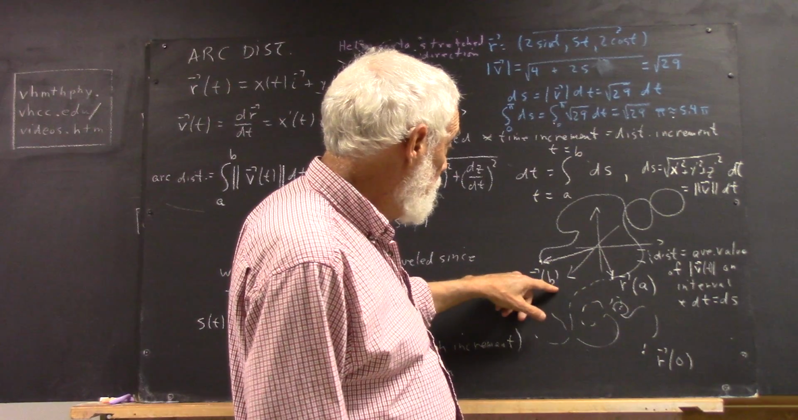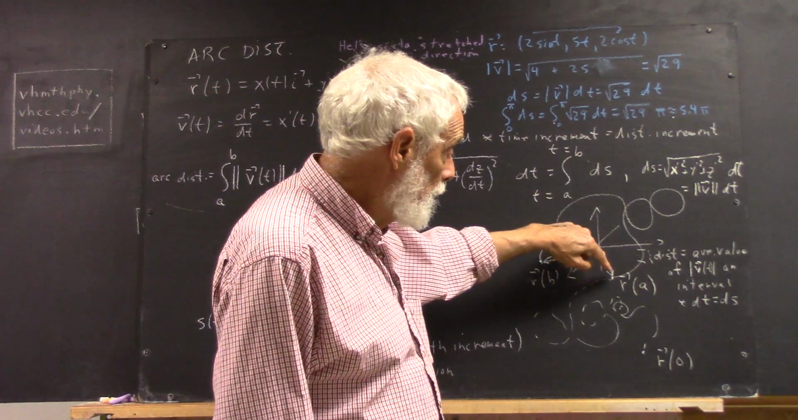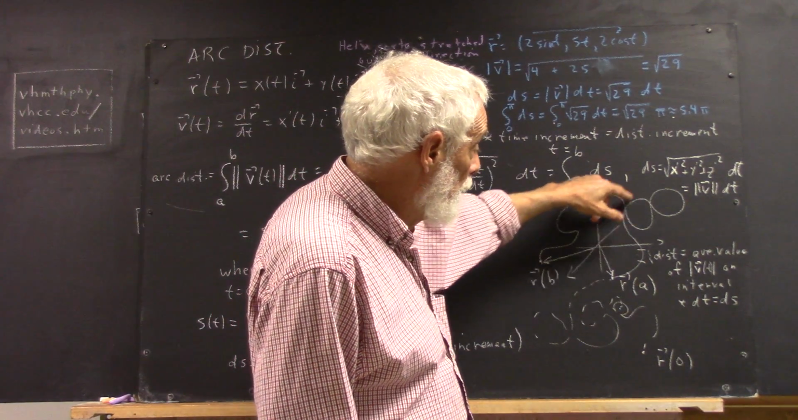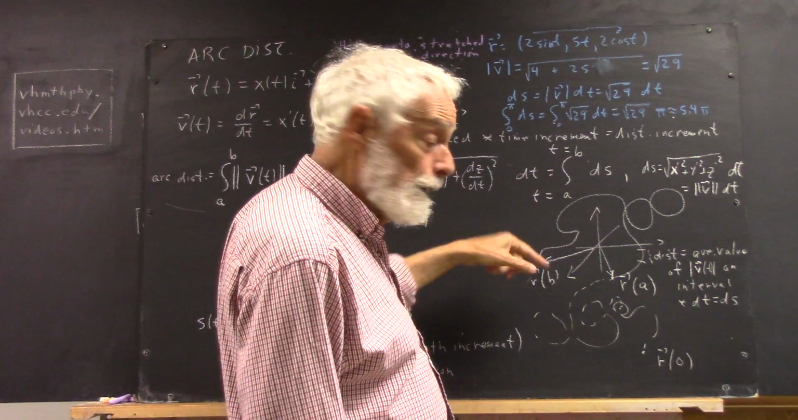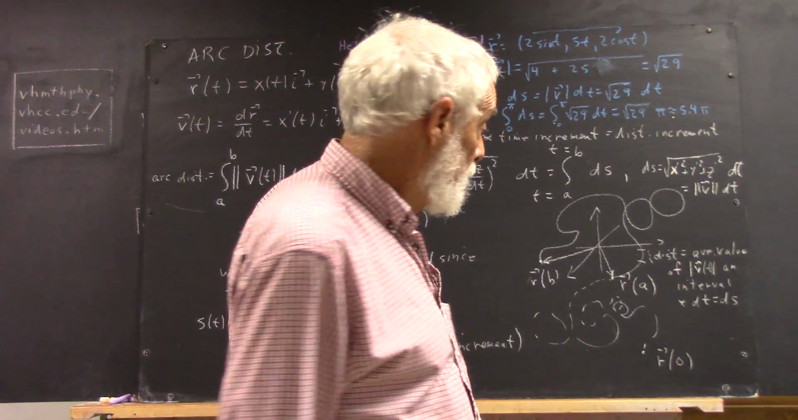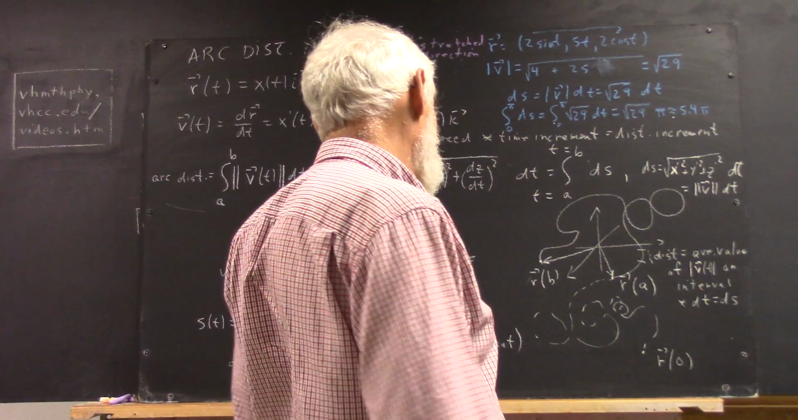And here's r of b. And we have some path that's followed as t goes from a to b. Okay? Some path in 3-dimensional space, any old path.